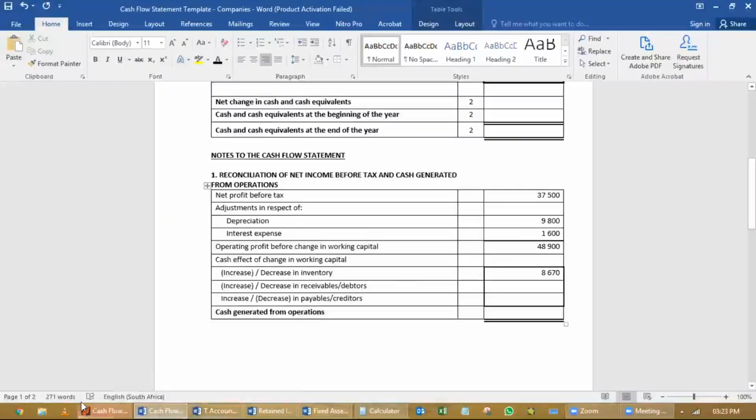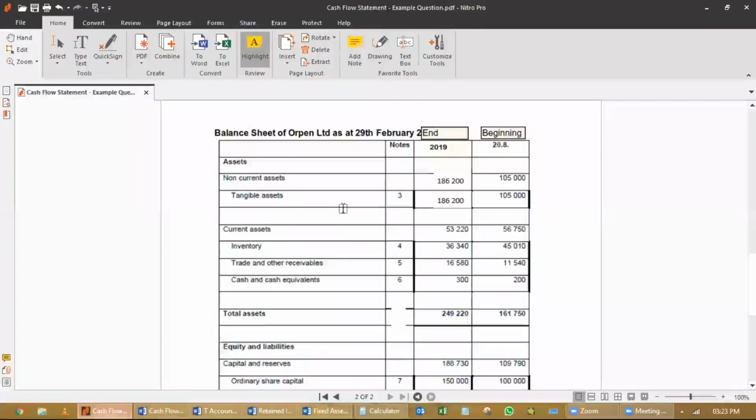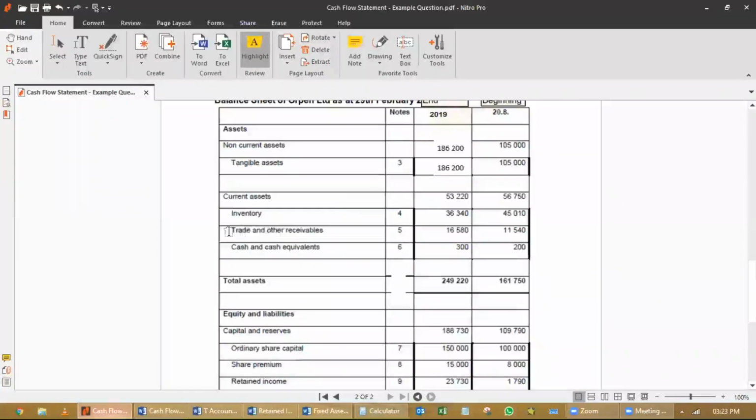Then my receivables or my debtors, also you will find that in your balance sheet, under trade and other receivables. Again, we will see that our receivables went from 11,540 to 16,580. So again, it's an increase in my receivables, right? So my debtors increased. If my debtors increased, it means I sold more stuff on credit, so that is an outflow of cash.